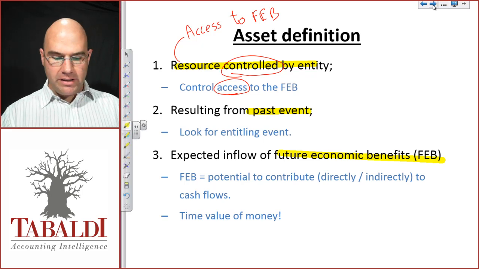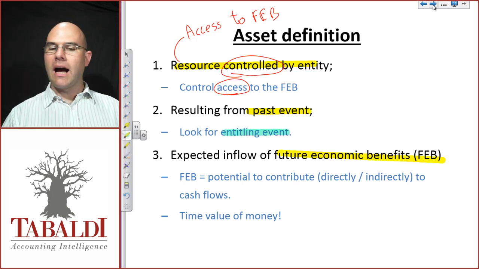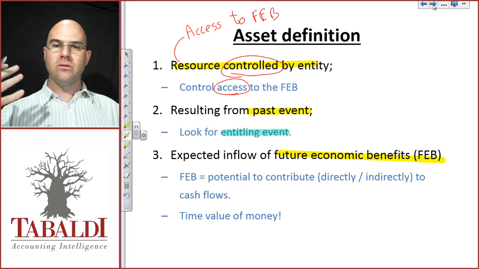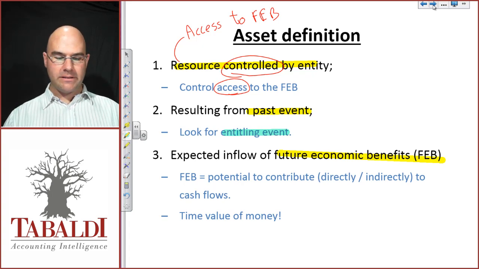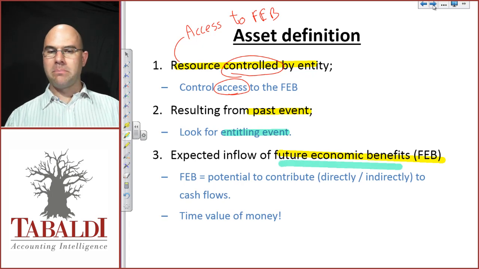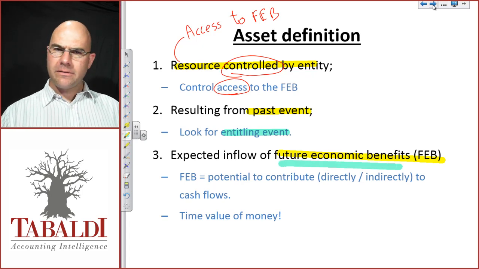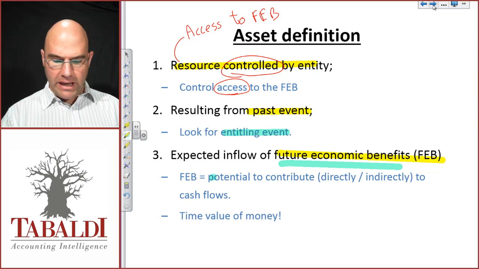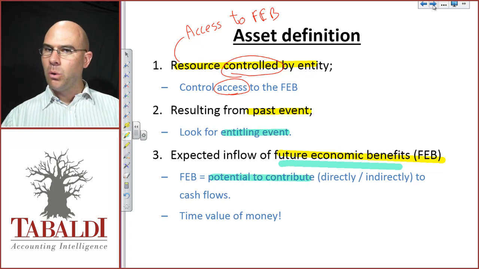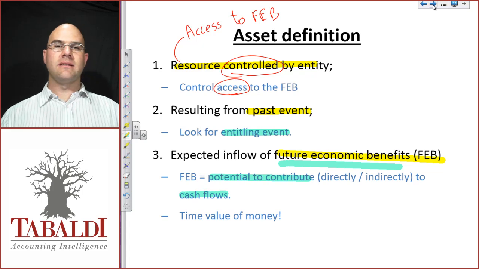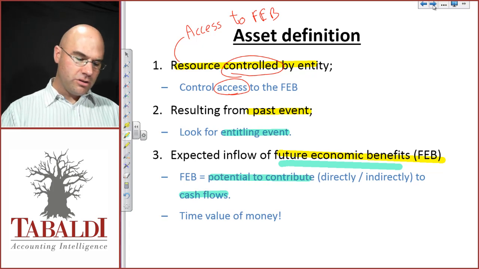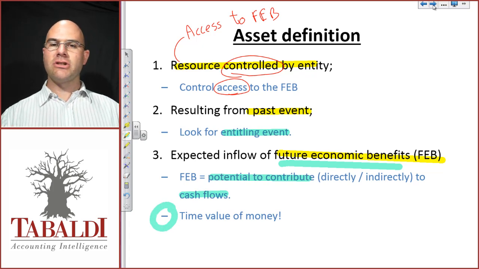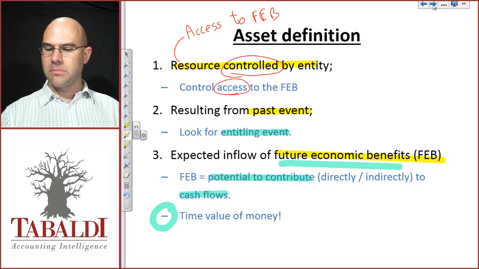There must also be a past event, which let's call an entitling event, an event that entitles you to access those future economic benefits. And then the most important core concept is this future economic benefit, the third heading. What is a future economic benefit? It's a potential to contribute, either directly or indirectly, to the entity's cash flows. Please also remember that you will need to take into consideration time value of money, but we'll discuss that in a bit more detail.